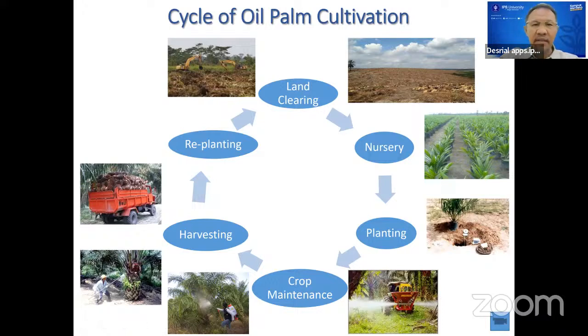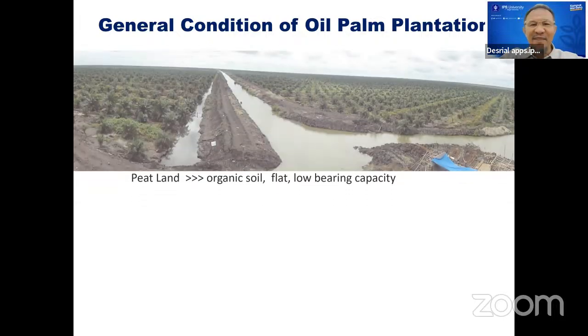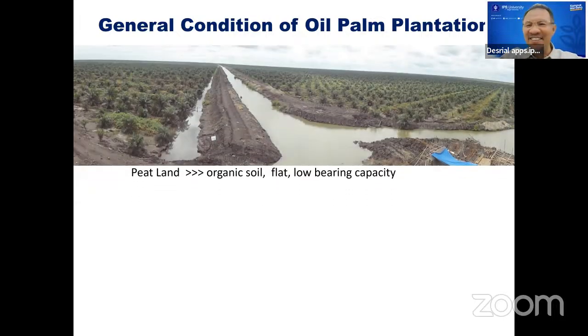Harvesting is the most important part of oil palm cultivation, because almost 70% of the activity is in harvesting. Then after 20 or 25 years, the oil palm should be replanted again. Actually, I have some video, but the time is very limited, so I will not play all the video. So this is the general situation of oil palm plantations.